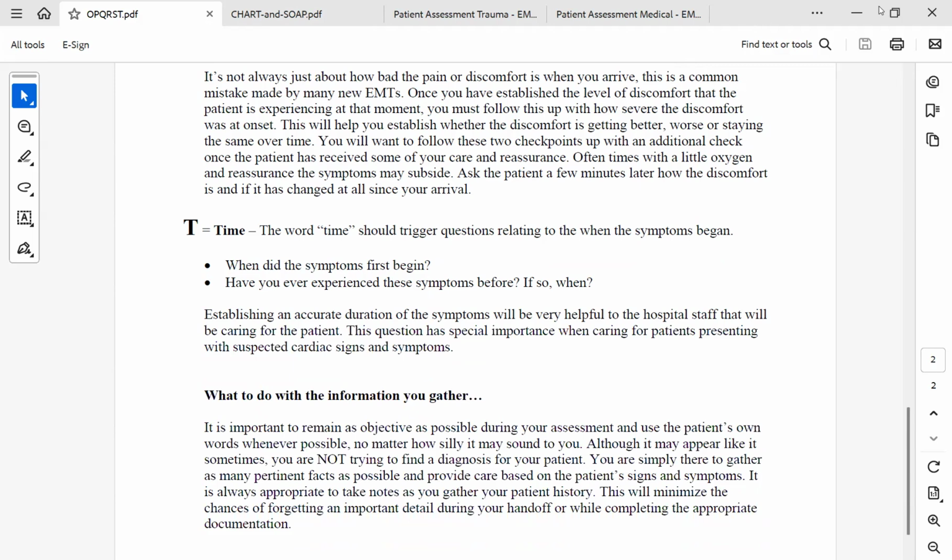Okay, I'm going to stop share. Questions on OPQRST? Are we making flashcards? No, flashcards. AVPU, SAMPLE, OPQRST, PERRL, DOTS, flashcards.